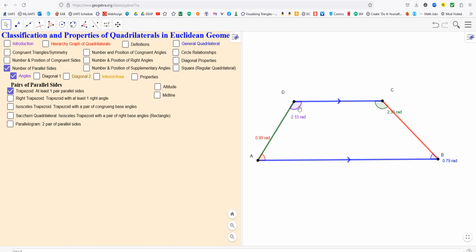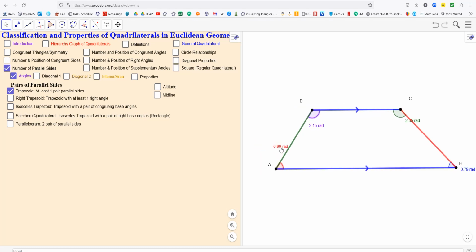Well, these angles right here, those are the markers for the angles, angle CDA and angle DAB. Those are interior angles on the same side of the transversal. They have to be what? Supplementary. So if you add these two up, you're going to get pi, right? So 2.15 plus 0.99 should add up to about 3.14, roughly pi. So these are exactly supplementary. And the same thing is true over here.